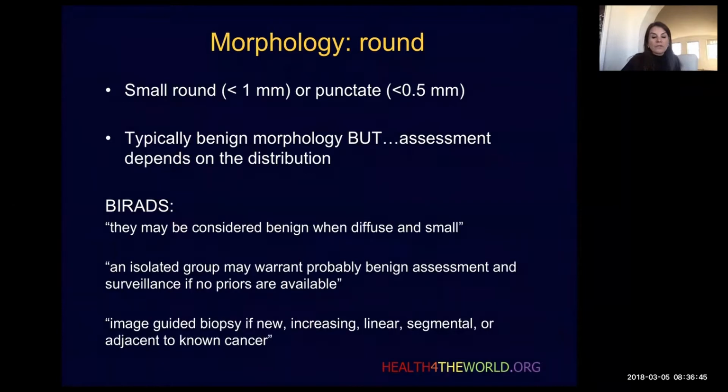However, if round or punctate calcifications are new, increasing, or in a linear or segmental distribution or adjacent to known cancer, they require biopsy. So again, although round is typically benign based on its morphology, we truly need to also assess the distribution in order to come to an appropriate assessment and management recommendation.